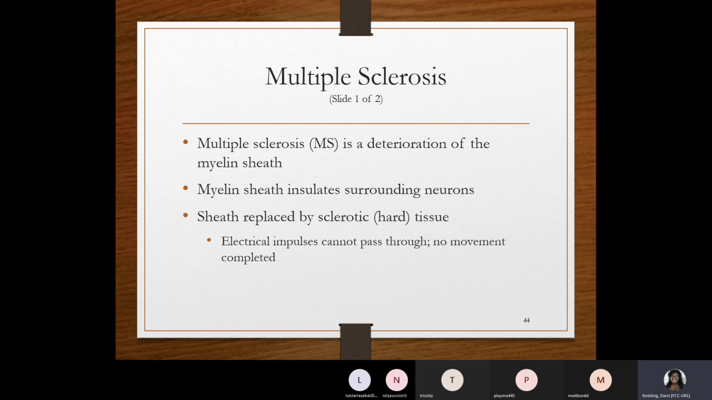So now that we've talked about Parkinson's disease, we're going to move into the next condition, which is multiple sclerosis. You should know the abbreviation for multiple sclerosis is MS, and multiple sclerosis is a deterioration of the myelin sheath. Remember, our myelin sheath is inside of our brain. Let me first go into the effects of multiple sclerosis.